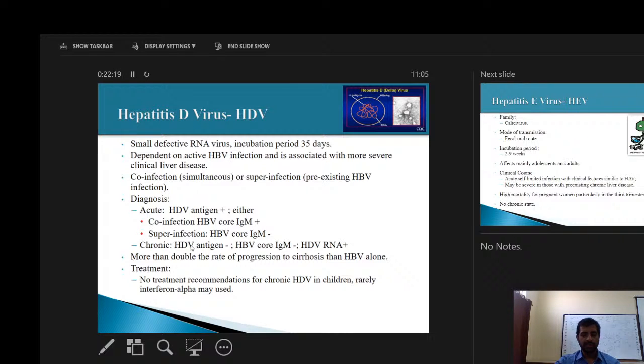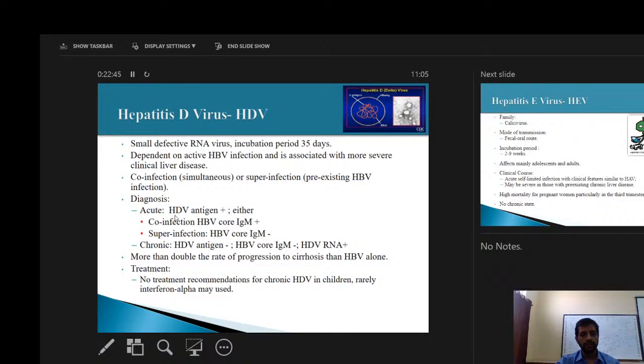So when does hepatitis D infection arise? It usually occurs along with the hepatitis B infection or over already existing hepatitis B infection. That is called co-infection. Simultaneous infection is co-infection, or superinfection when there is already pre-existing HBV infection. The incubation period is 35 days. What does hepatitis D do? It worsens the already present chronic hepatitis.